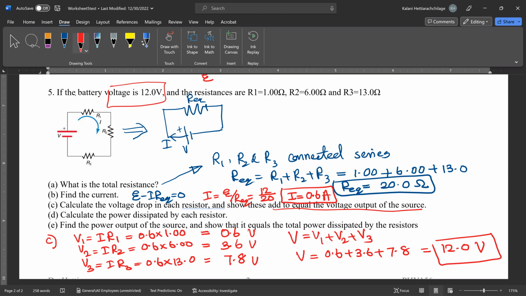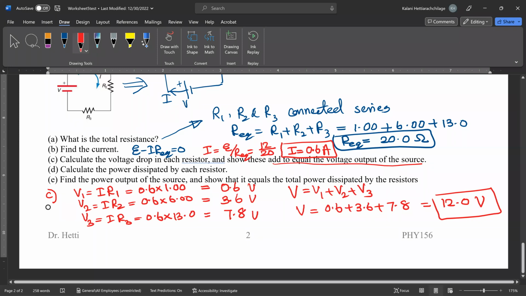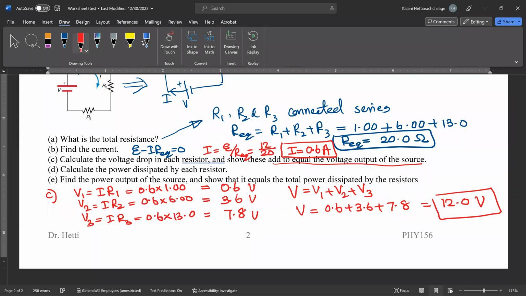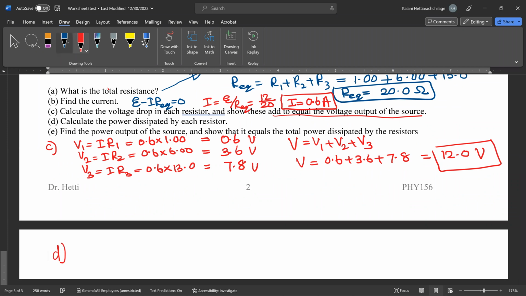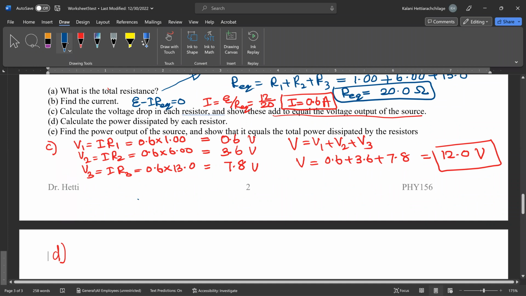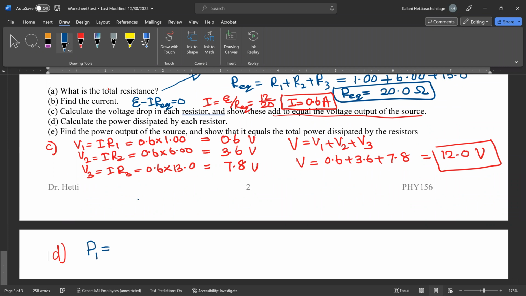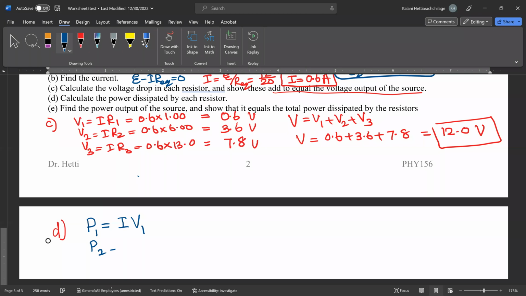Okay, now let's move to part D. So let me make a little space in here. Okay, let's do part D. Now part D is asking to calculate the power dissipated by each resistor. What do you know? Power dissipation we will be able to calculate: for the first one, it will be the same current for all of them, times V1. Okay, so do the same for the other ones. P2 equals I times V2. P3 equals I times V3. And this is 0.6 times 0.6. This is 0.6 times 3.6. This is 0.6 times 7.8.